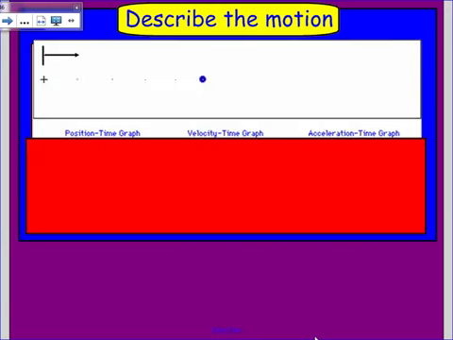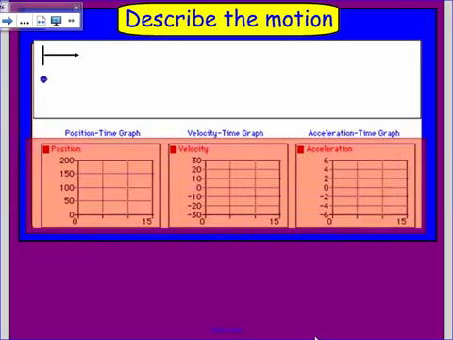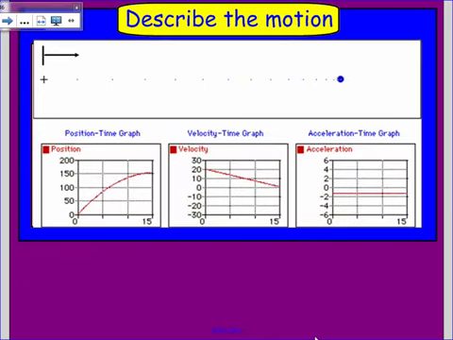Let's do 3 more. Let's look at this second one. Still moving away from the origin, but the dot is slowing down. So the graph should look like this. The position graph is still going away from the origin, but leveling off. The velocity graph is still drawn in the positive region above zero, but it's going down towards zero because it's slowing down. Finally, the slope of the velocity graph is negative, and that means my acceleration is negative. It's written below the zero.